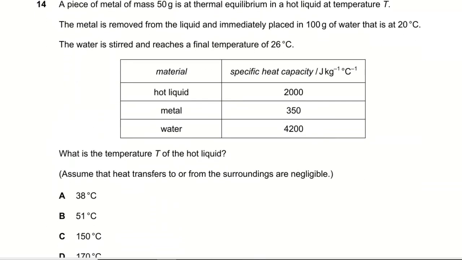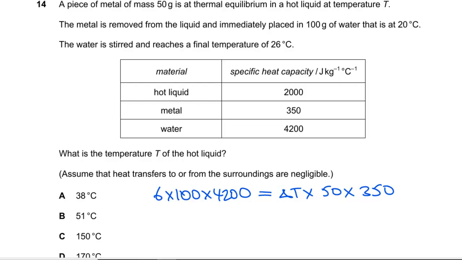14. Piece of metal of mass 50 grams, thermal equilibrium in a hot liquid, temperature T. Moved into a liquid, put in 100 grams of water at 20 degrees C, and it reaches equilibrium at 26. What's the temperature of the hot liquid? Okay, so what's the increase in the water then? The water's gone up 6 degrees. There's 100, I'll just do it in 100 grams because the grams will cancel on either side, times 4200, and that's going to be the delta T that we've had for the hot metal times the 50, so that's where the grams cancel, and then the 350.